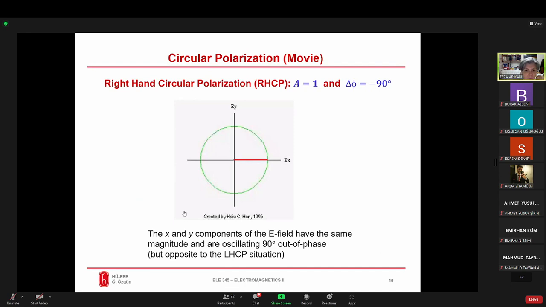Okay. As you see here, as time ticks on the fixed plane, the x and y components move in unison over a circle, and their sense is counterclockwise. They are 90 degrees out of phase with each other. Any questions from here?